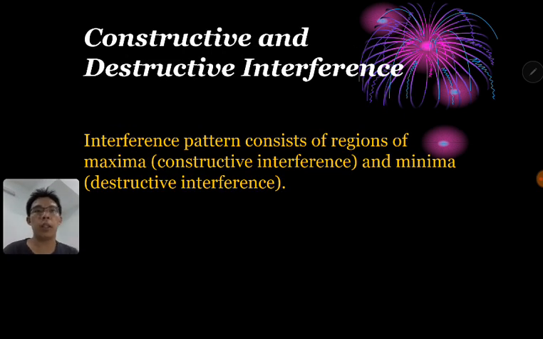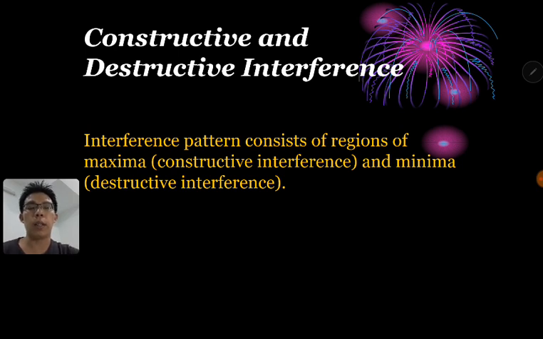So if you have an interference pattern, it must consist of regions of maxima and minima. If there is only one pattern, that's not considered. You cannot have just constructive interference, or an interference pattern that only has destructive interference. You must have both of them, then only is it called an interference pattern.